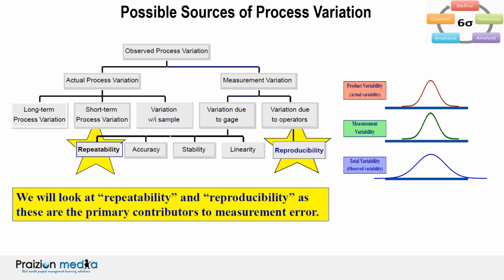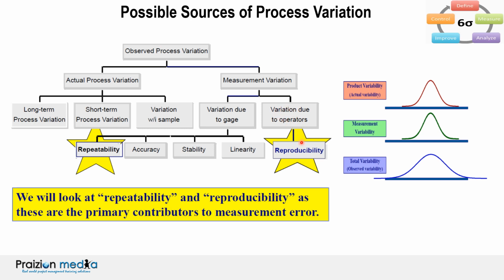Possible sources of variation. Again, I will not spend much time on this. It's the same repetition of the same slide which I talked about, that observed process variation. This is the actual process variation. Actual process variation might be due to manufacturing defects or the inherent variation. You might have a long-term variation, a short-term variation, or variation within the sample. Then the measurement system variation may have variation due to the operators and variation due to the gauge. Variation due to the operators is something which we have to address. Variation due to the gauge is the inherent variation of the system; you have little control of that, but you have more control on this.